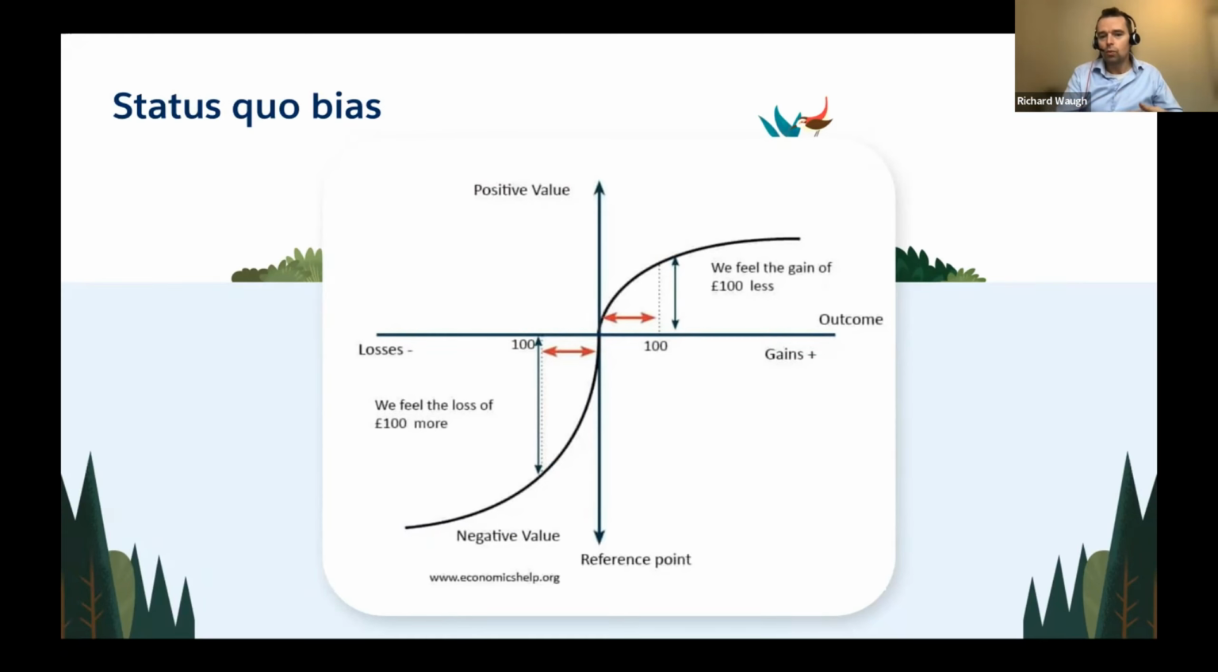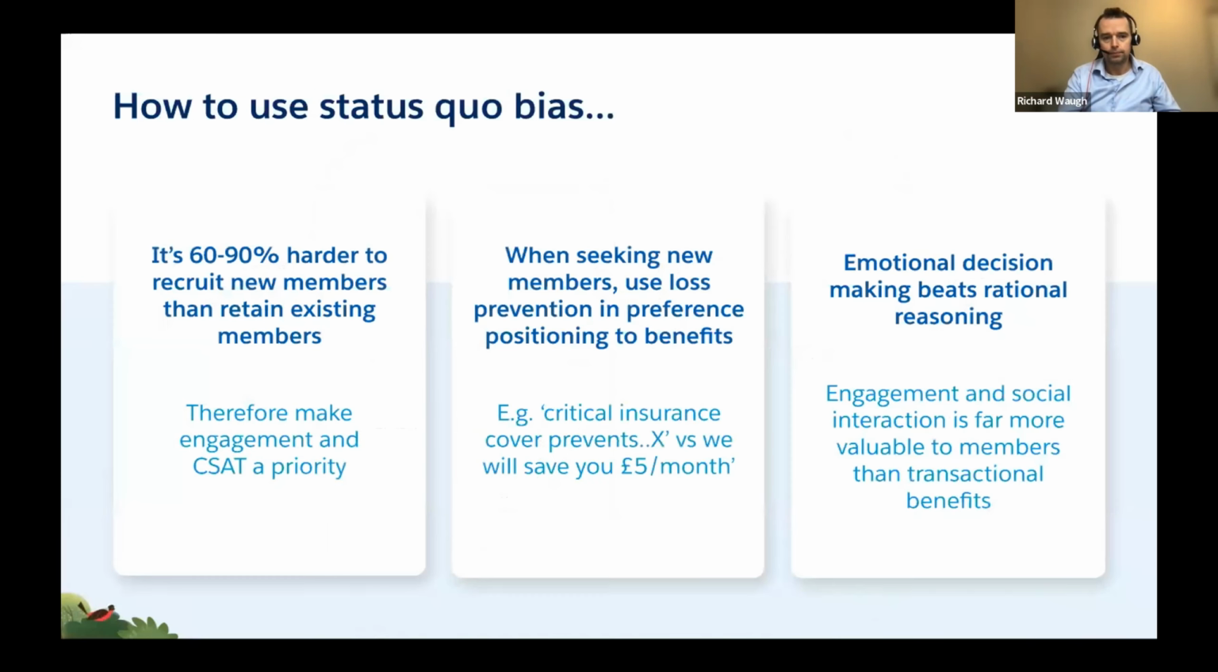So we feel the pain of a loss more than we feel the benefits of a gain. And if you can incorporate this in your messaging, it can be a really powerful way of helping your members understand the benefits of what you do. So how can you use it? It's a lot harder to recruit a new member than it is to retain a new one. So a potential technique is, if you focus on making CSAT a priority, that can really help you retain.